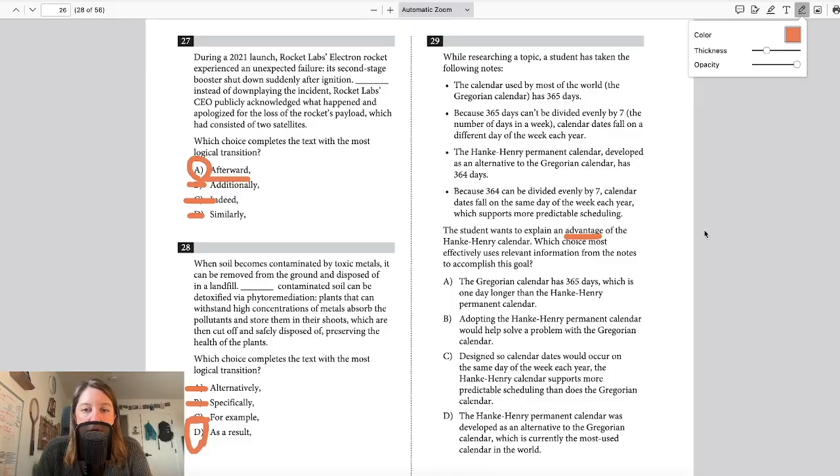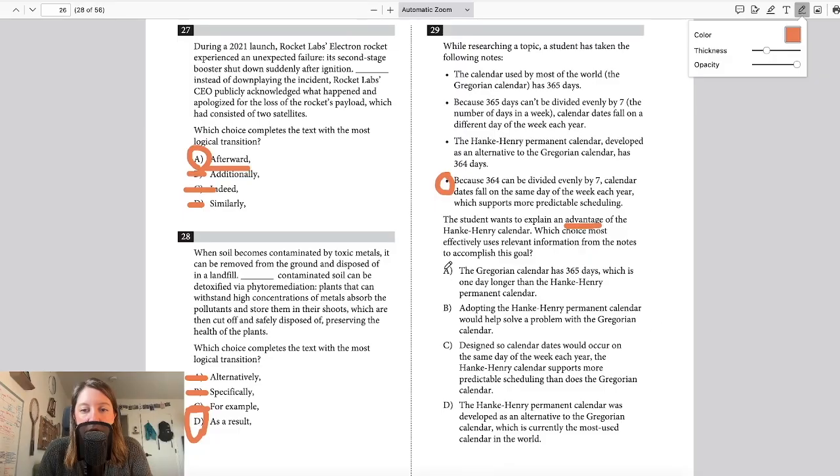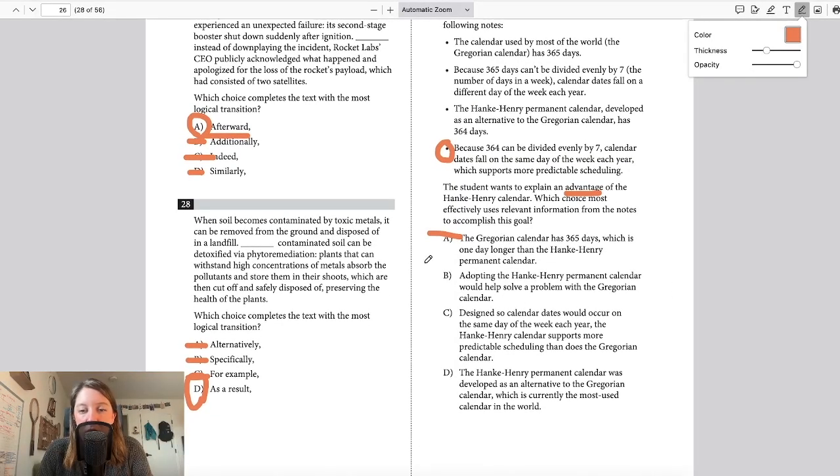The fourth bullet point says, because 364 can be divided evenly by 7, calendar dates fall on the same day of the week each year, which supports more predictable scheduling. Okay, so that's the positive, right? It's solving a problem. So the answer choices, we're going to try to find that in them. So it's not A, because it doesn't really matter. The crux of the issue is not that it's one day longer or shorter than the other one, right? That's not the reason it's positive. That's the thing that allows it to change, but that's not the end all be all.